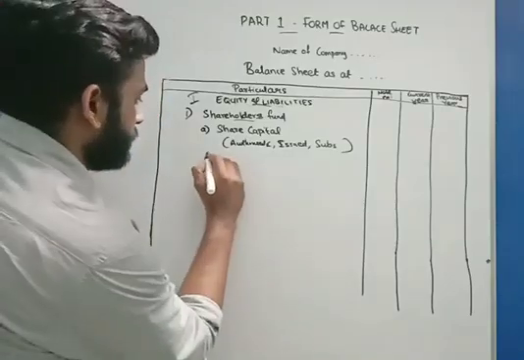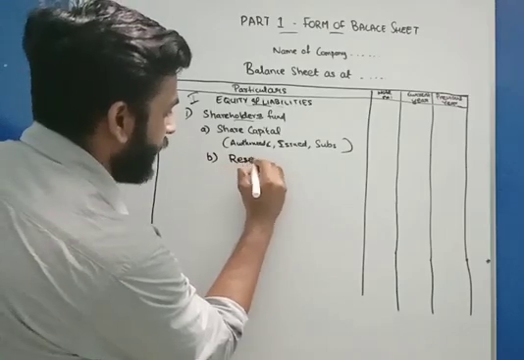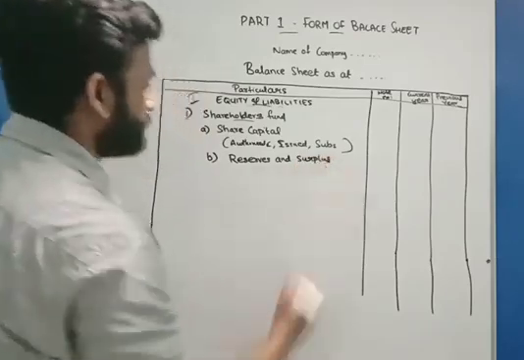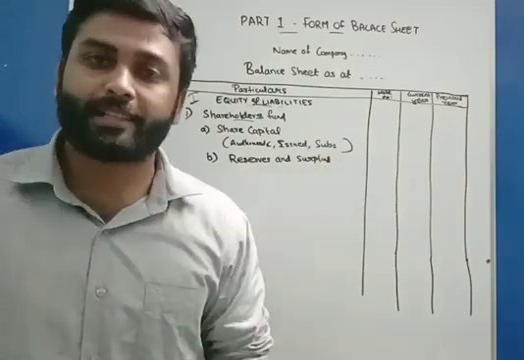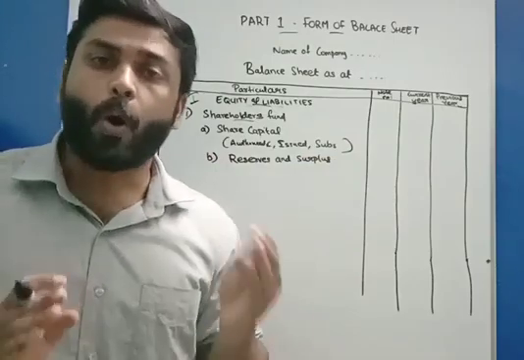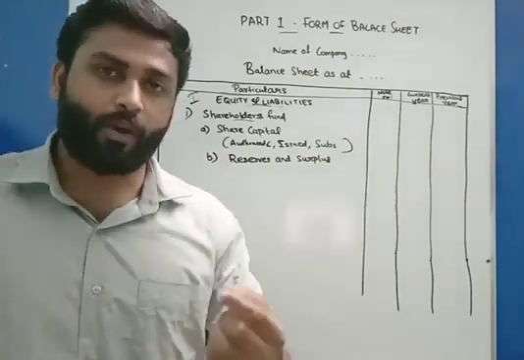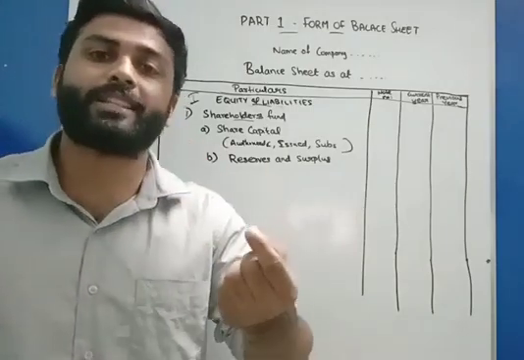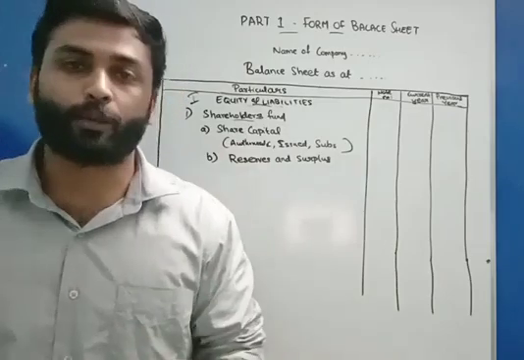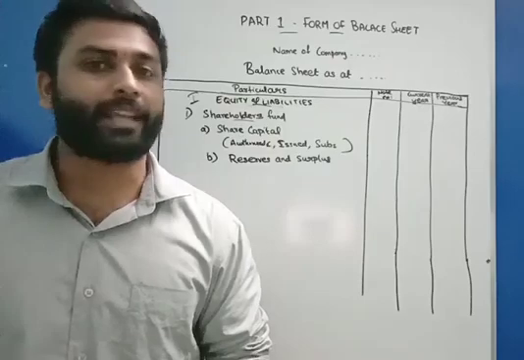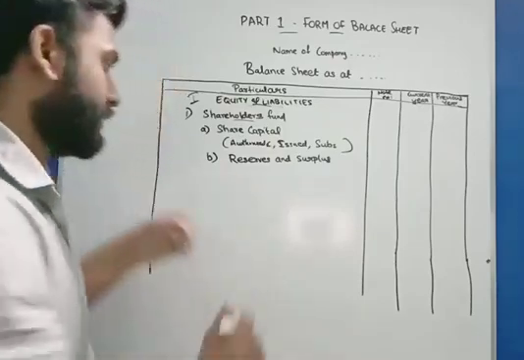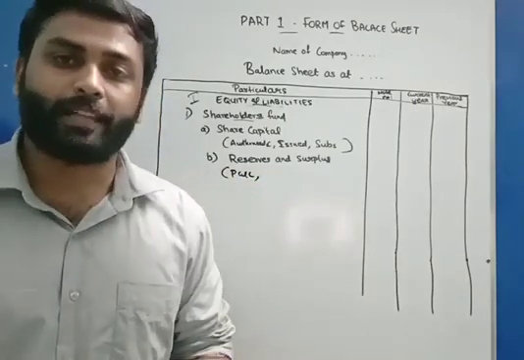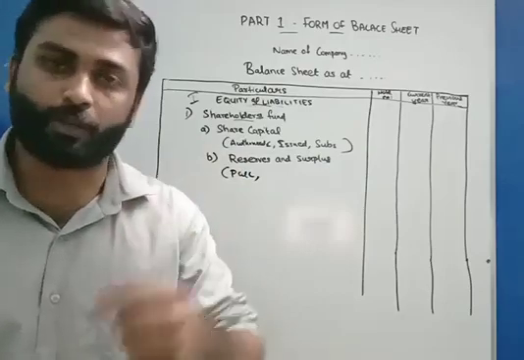Then second one, reserves and surplus. Reserves and surplus include all the reserves of the company and all the surpluses and the losses of the business. So all the reserves as well as all the surplus are included in reserves and surplus. Can you give some example? First one, P&L, that means profit and loss statement, profit or loss.